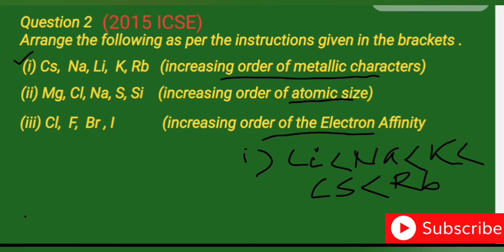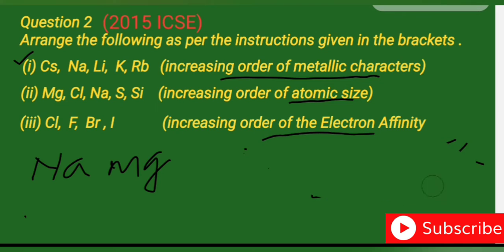Definitely, this is from a particular period. If it is in a period, let us write in the order. Okay. So atomic number sodium is 11, magnesium 12, then 13 aluminium, that is not there, then silicon is 14, then 15 is phosphorus, not there, then sulfur, then chlorine.